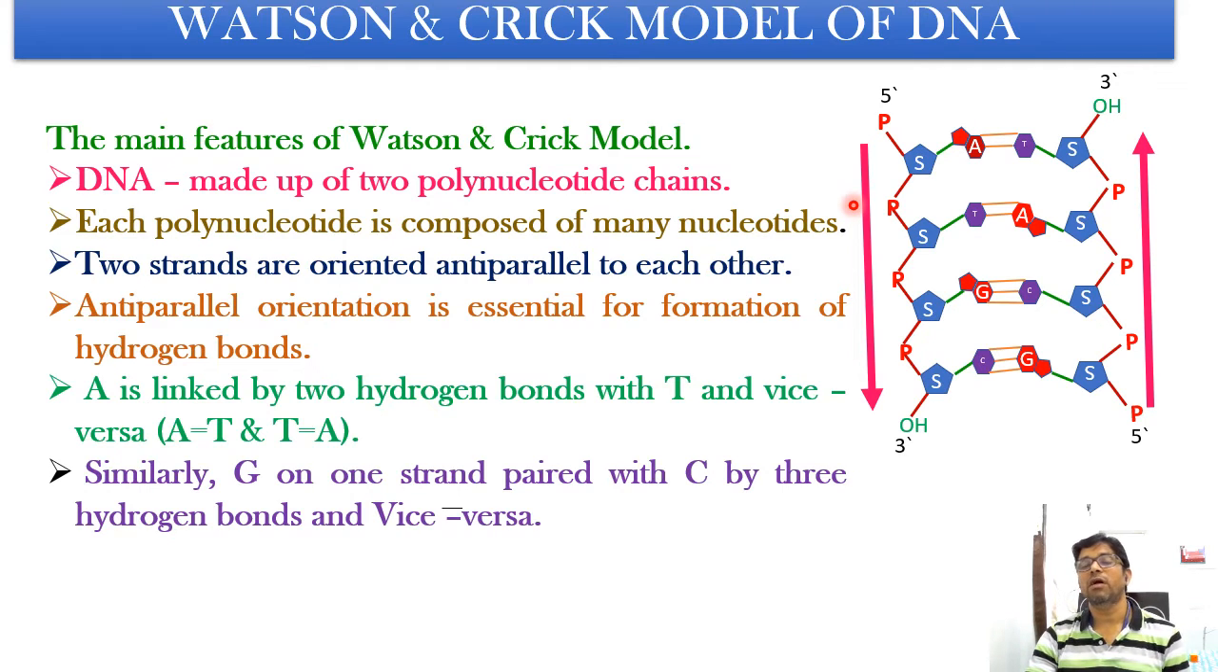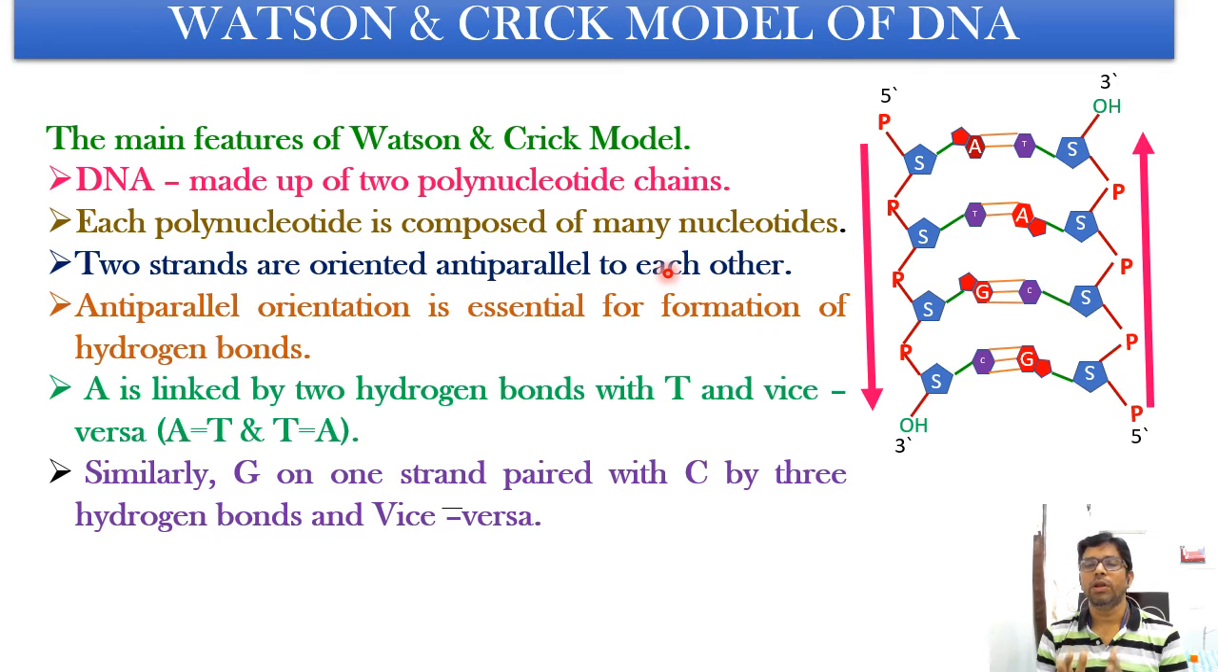And the two strands are arranged anti-parallel to each other. One strand runs in the 5 to 3 prime direction and the other strand runs in the 3 to 5 prime direction. This anti-parallel orientation is very essential for the formation of hydrogen bonds between the nitrogen bases of the two opposite strands of the DNA molecule.